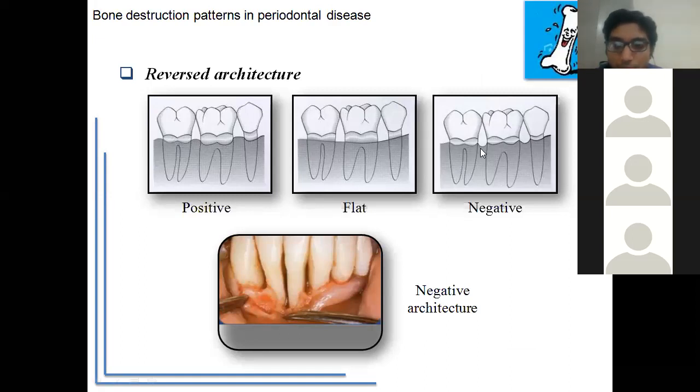Negative architecture: the interproximal bone is at a more apical level as compared to your radicular bone, right? So this is negative architecture. Positive architecture is where the interproximal bone is at a more coronal level as compared to your radicular bone. This is positive architecture, flat architecture, and negative architecture. So these are the types of bone architectures which you should remember. Negative architecture is also called reverse architecture.